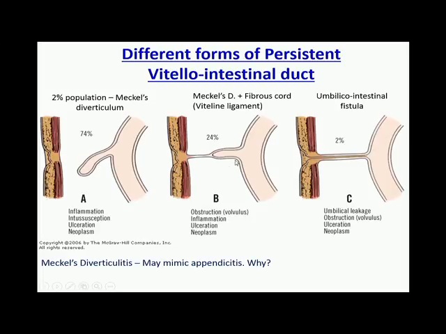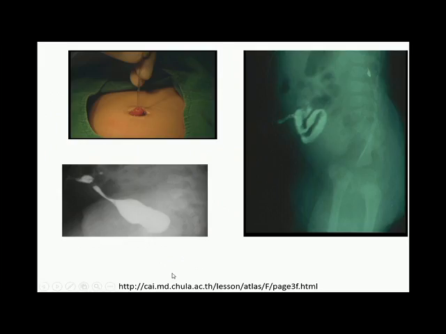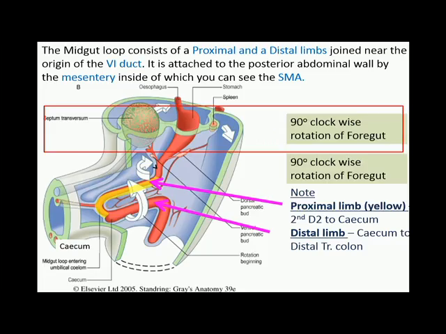This is not that common, but this kind of pathology, this one and that one, can cause problems to the surrounding bowel loops. It can cause twisting of bowel around and cause intestinal obstruction. Answer for this, I'm sure you know that now.